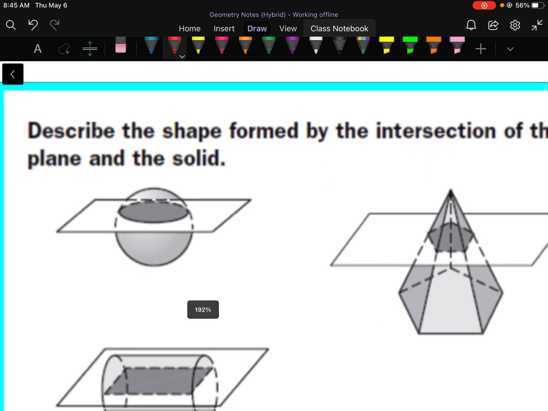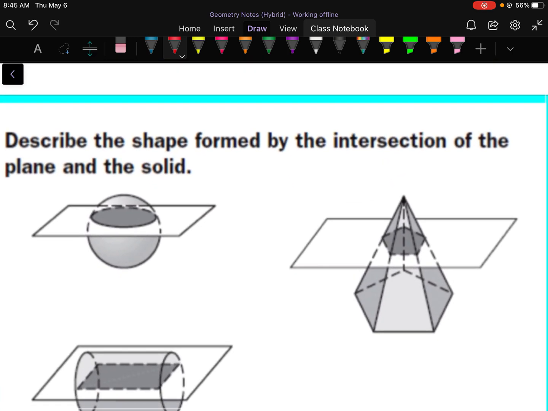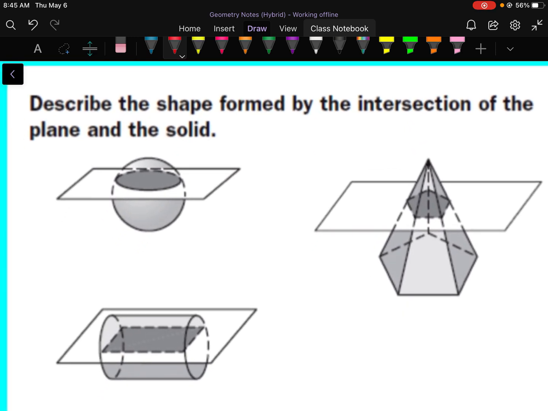So let's take a look here. It says describe the shape formed by the intersection of the plane and the solid. So if you'd like, just color it in to help you see it, or maybe you can see here the really dark shaded figure. So when this plane meets the sphere, what's formed is a circle.